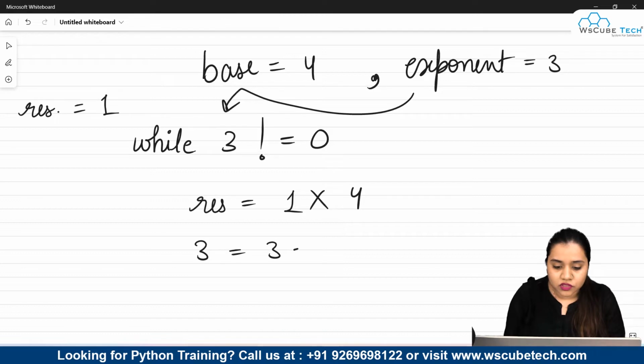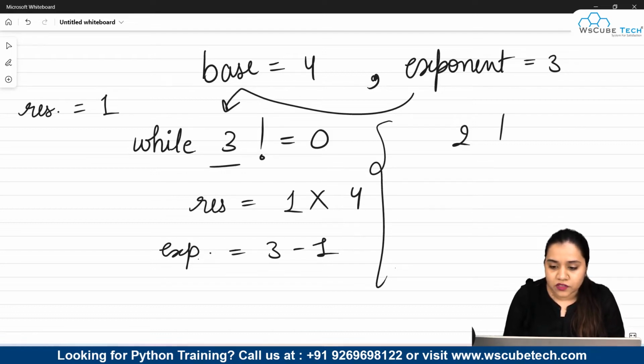So exponent is equal to 3 minus 1. So now this 3 will become what? Let's write it as exponent. So exponent will be 3 minus 1. So after this iteration, what would happen? This 3 will become 2. Okay, the exponent will become 2.